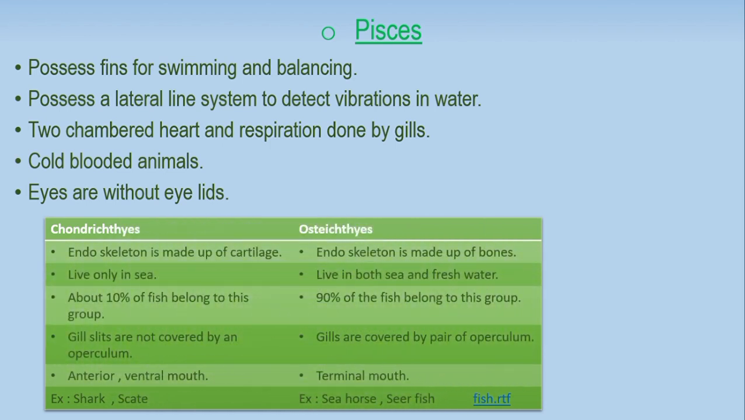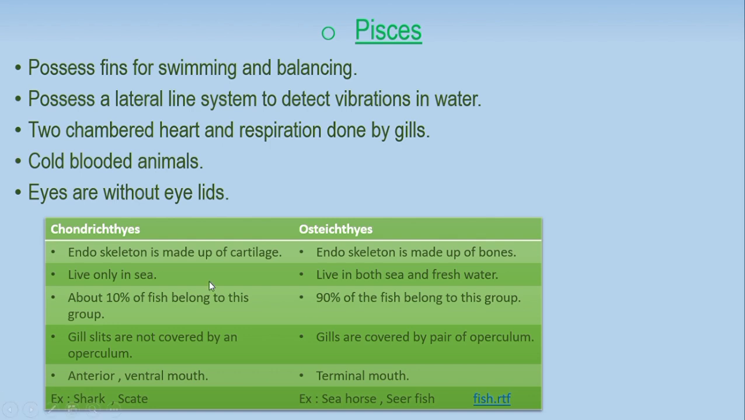And I told you that there are 2 groups according to what their endoskeleton is made up of, right? Either bones or cartilage. So based on that point, there are 2 types of fish, right? The fish whose endoskeleton is made up of cartilage are known as chondrichthyes, and those whose endoskeleton is made up of bones are known as osteichthyes, right?